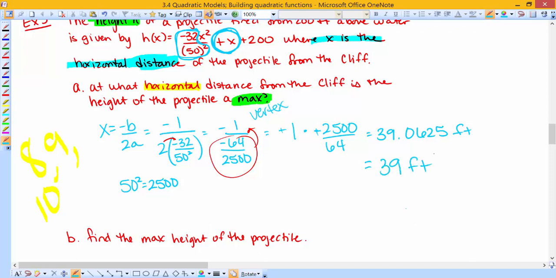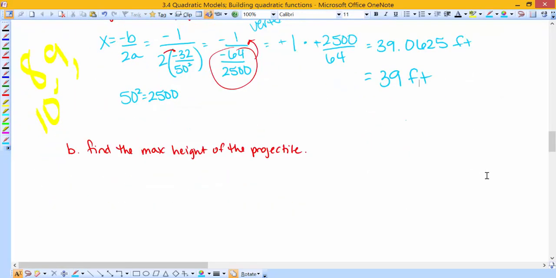It's nicer to work with. It's a nicer answer. I know I say, decimals, you've got to be exact, and now I'm rounding this off. When we go to B, there's a reason for this. If I were to ask just for the horizontal distance, yes, I would want 39.0625. But in B, it's asking for the maximum height.